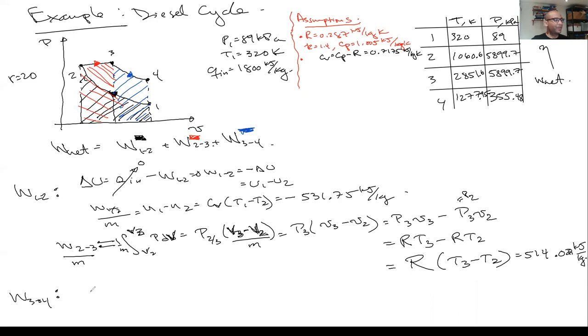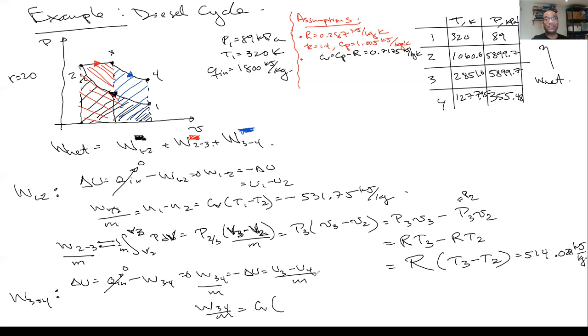Okay. The work from 3 to 4. I'm going to do it the same way I did from 1 to 2. So delta U is equal to Q in minus the work from 3 to 4. Well, it's adiabatic, so the work from 3 to 4 is going to be equal to minus delta U from 3 to 4, which is U3 minus U4. I'm going to do it on a mass basis and get that the specific work is equal to Cv. Again, this is a difference in internal energy. So Cv (T3 minus T4).